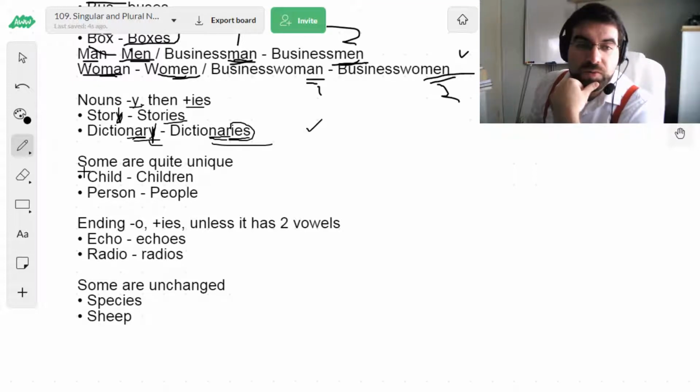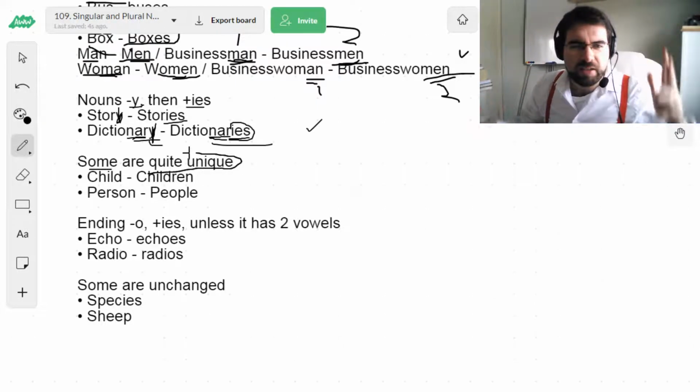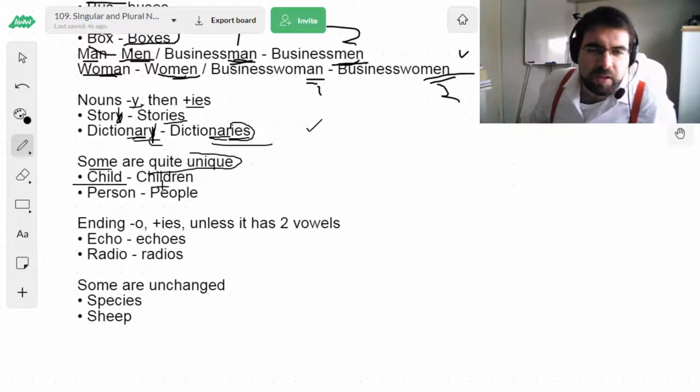But then some words really are unique. They're one of a kind. They're so weird. It just makes no sense. Children. Child turns into children. So that's the plural.